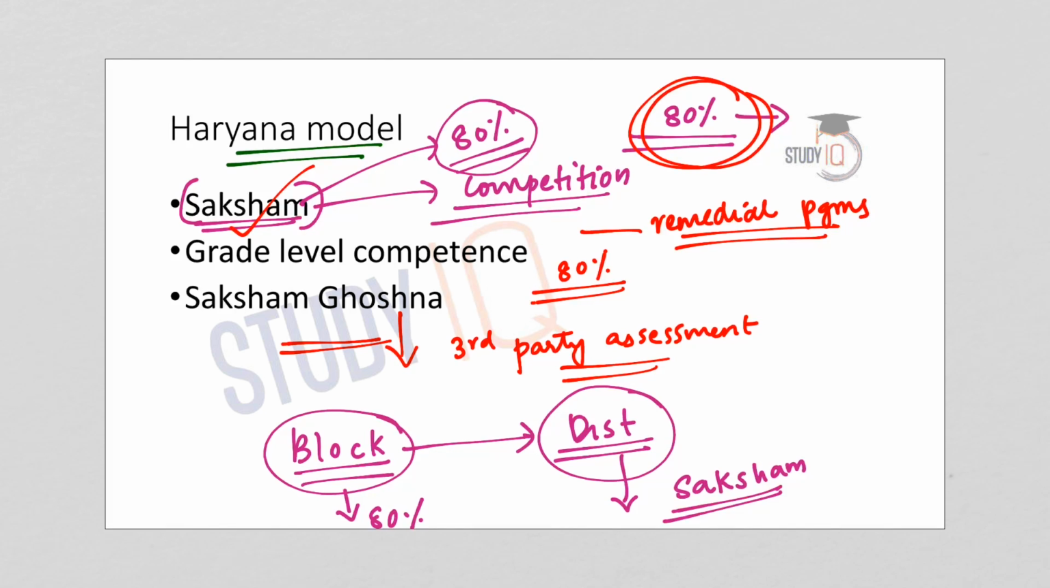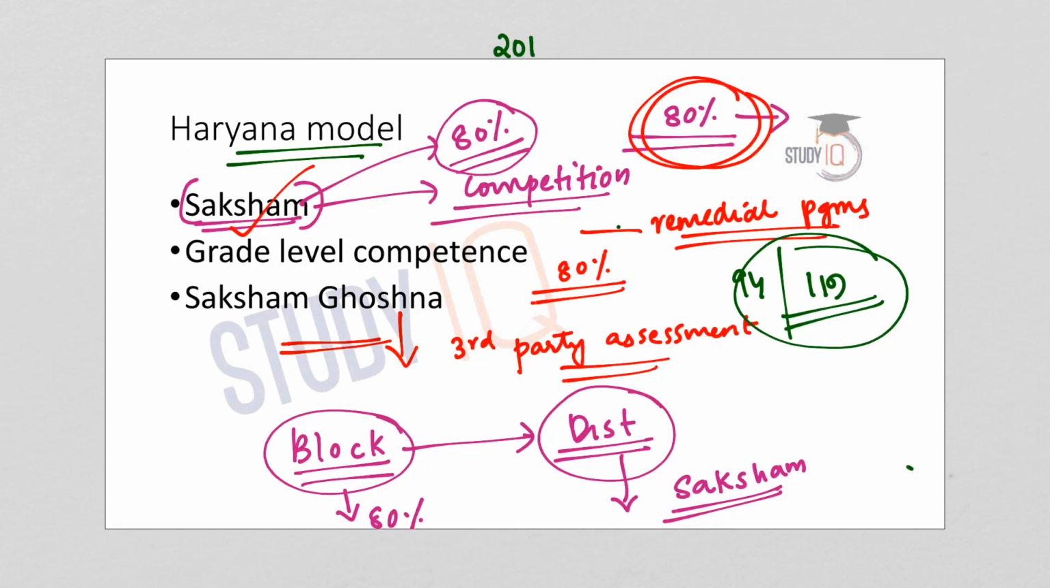And according to the latest third-party assessment in the state of Haryana, out of a total of 119 blocks, 94 blocks have been declared as Saksham. So it means the overall grade competence has been assessed at 80%.